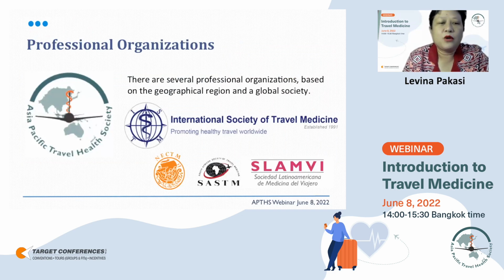Professional organizations: we have the larger region, Asia Pacific. We live in Asia Pacific, so we are members of the Asia Pacific Travel Health Society, but we can also be members of the International Society of Travel Medicine, the international global society. Then we still have several regional societies such as the North European, South African, and South American. There are still several others, but I just put some of the most important or best known by the public.